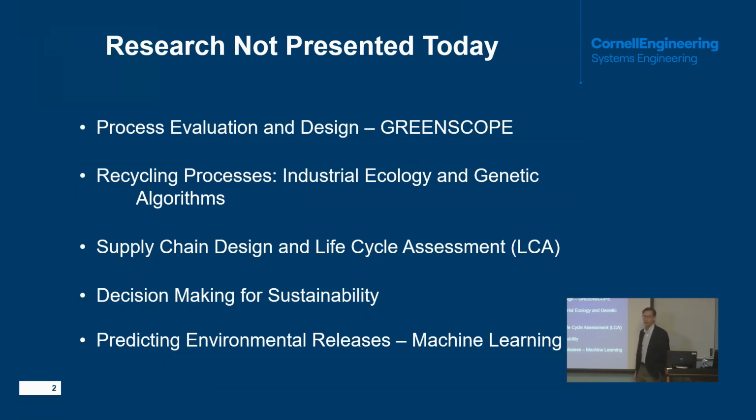So here's what I'm not going to talk about today. I've done a fair amount of work over 25 years, and I just distilled it down into 5 bullet points. I started my career coming out of chemical engineering, working on design of chemical processes. And so we developed a tool called GreenScope. It has about 140 indicators in 4 areas. So of course, environment, right? Energy, economics, and efficiency.